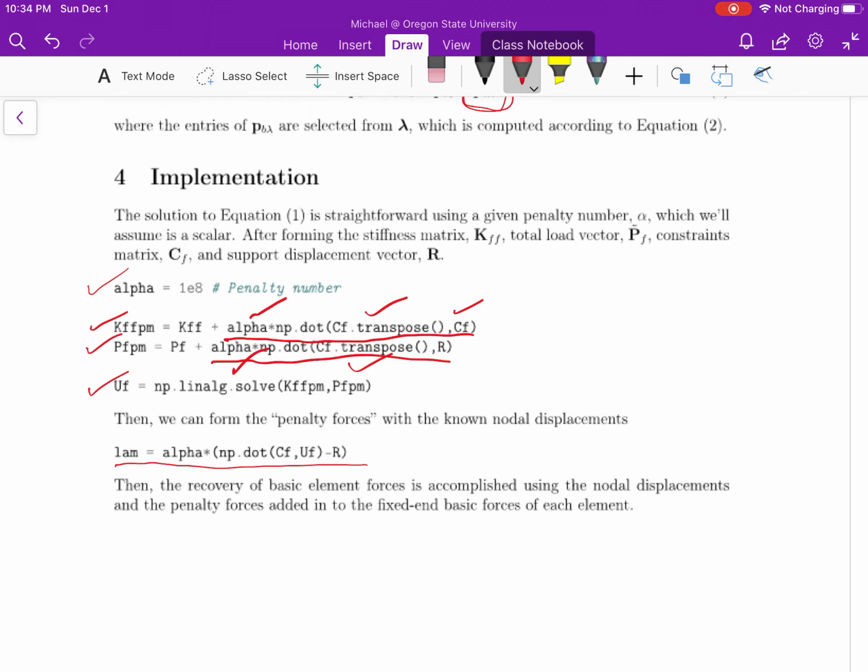And then use those to recover reactions. So I just wanted to give a quick overview of the penalty method and some of the implementation features at the structural level, and then we'll look at an example to see how this works at the element level.